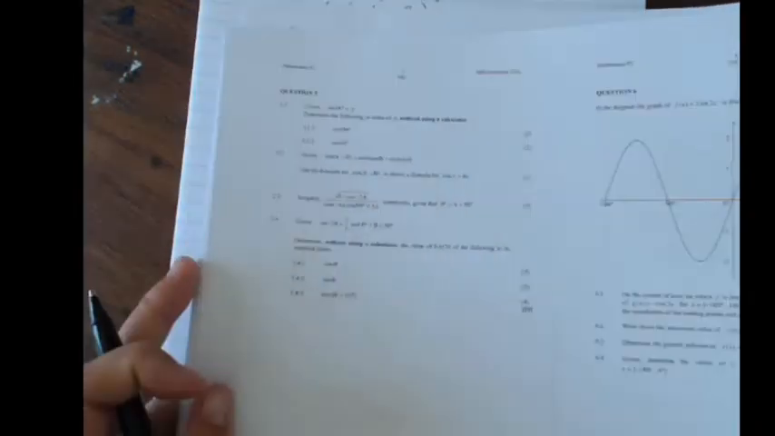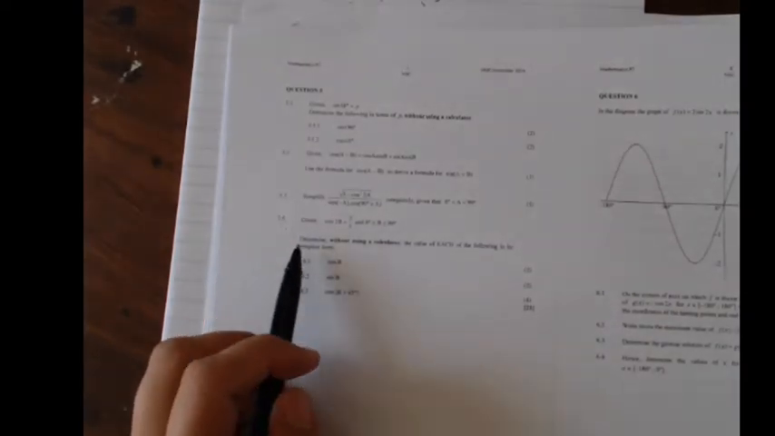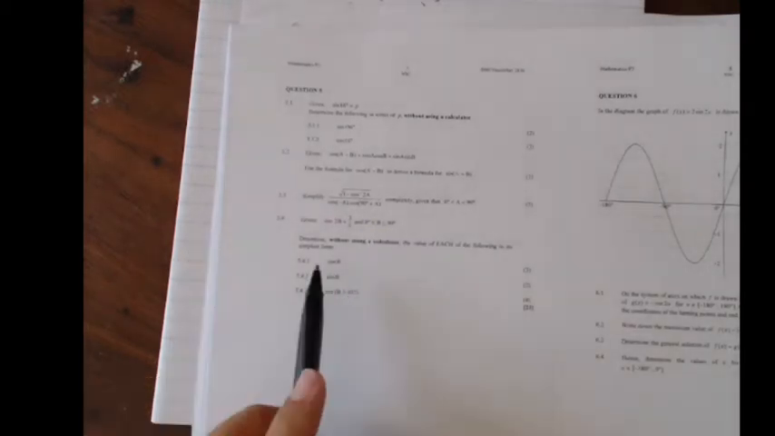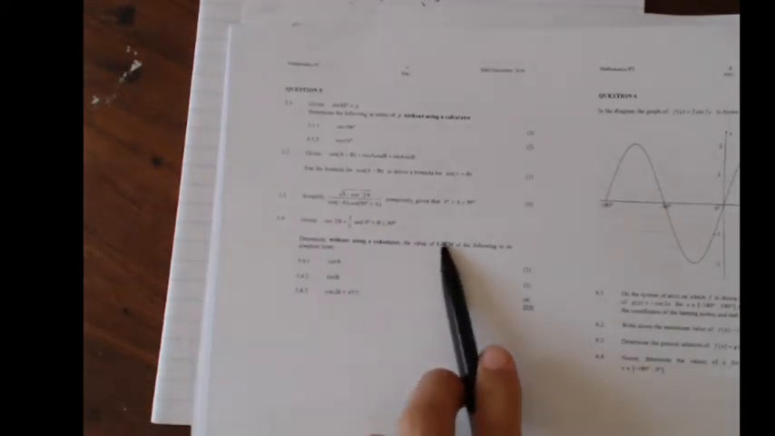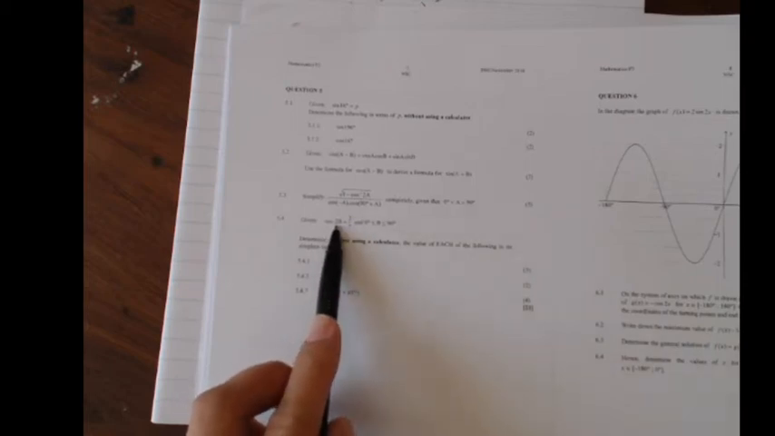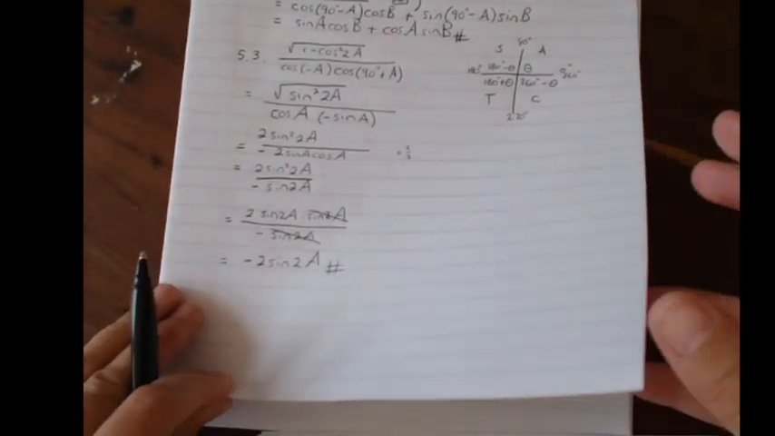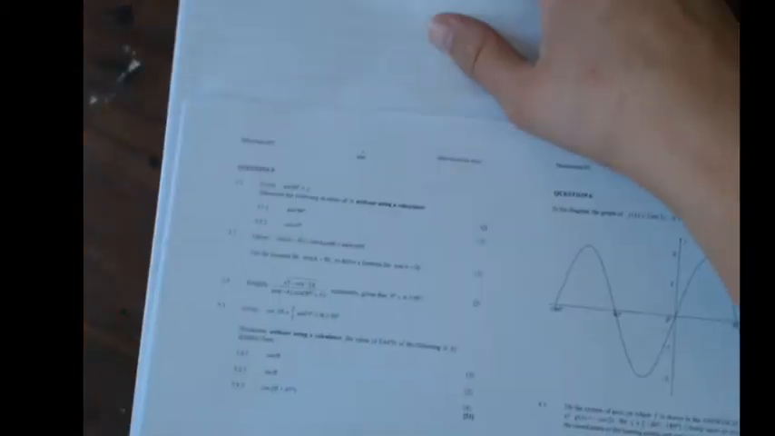Given cos 2b, question 5.4, cos 2b is 3 over 5, and b lies between 0 and 90. Determine without using a calculator the value of each of the following. Now, my inkling is to draw a triangle with an angle 2b, and then cos is 3 over 5, so I put in those values, and then from there work out the missing side with Pythagoras. That's my first idea, but be careful, there's something I notice.